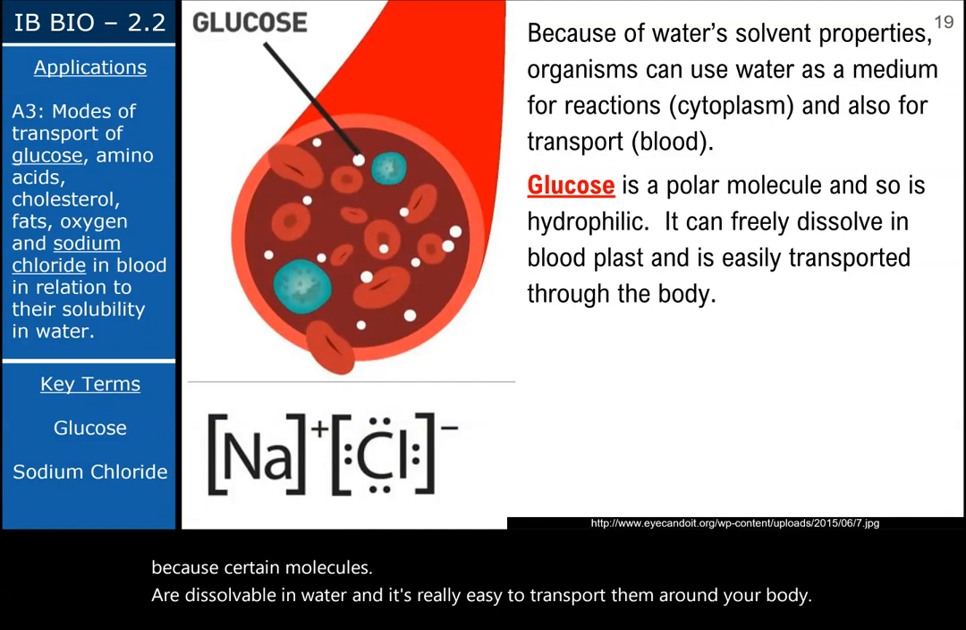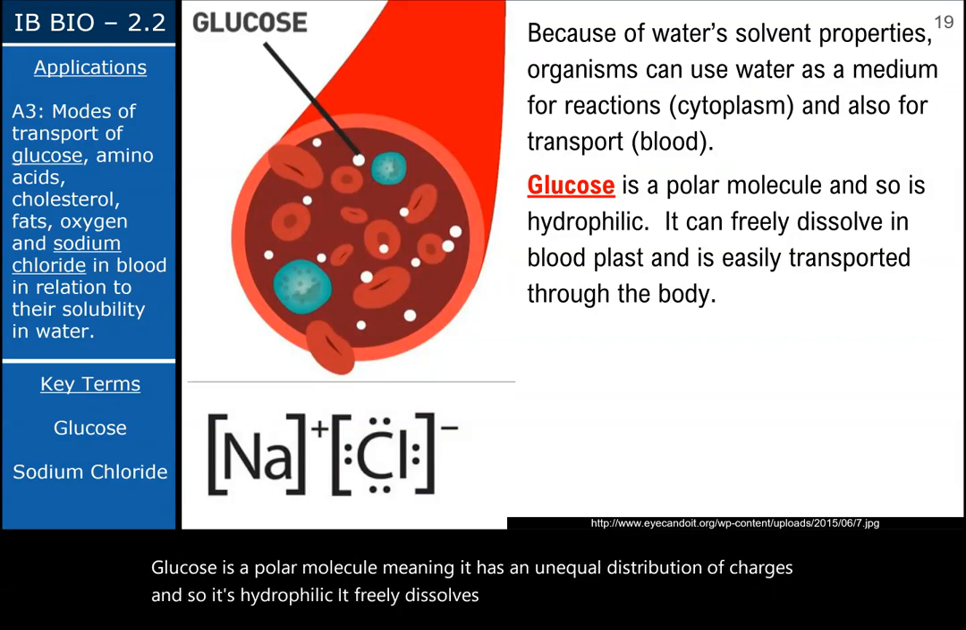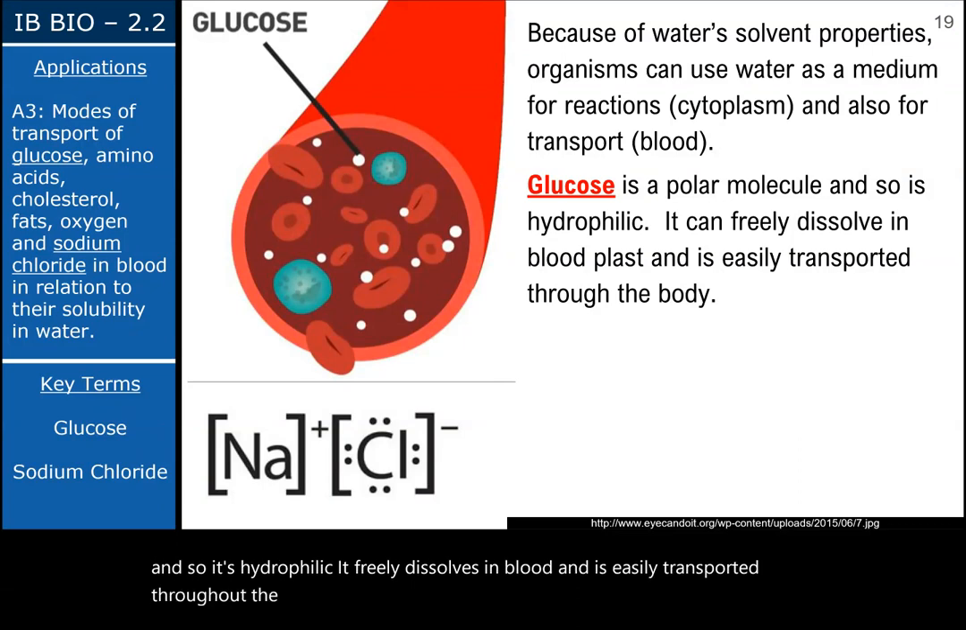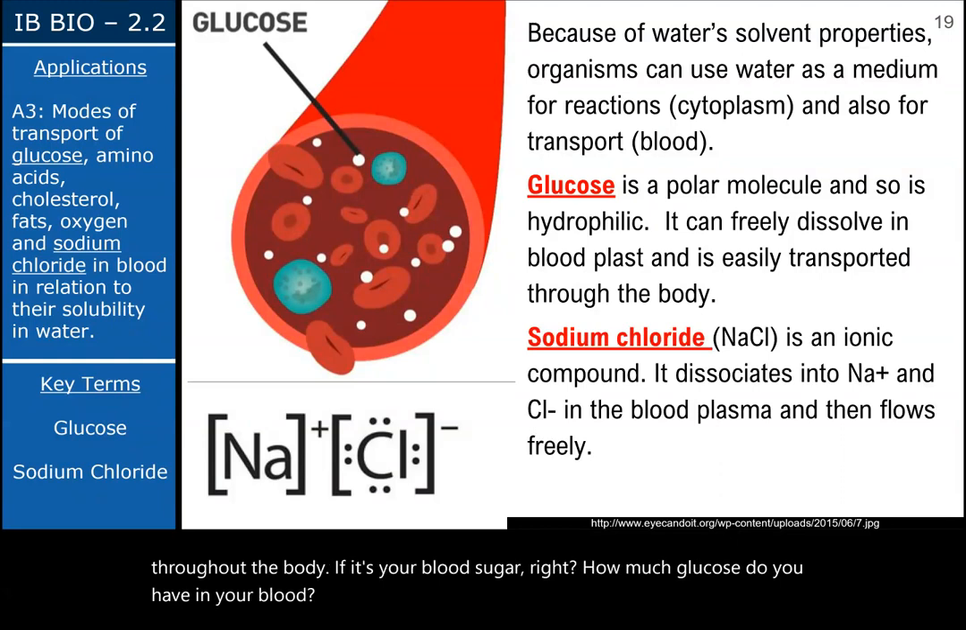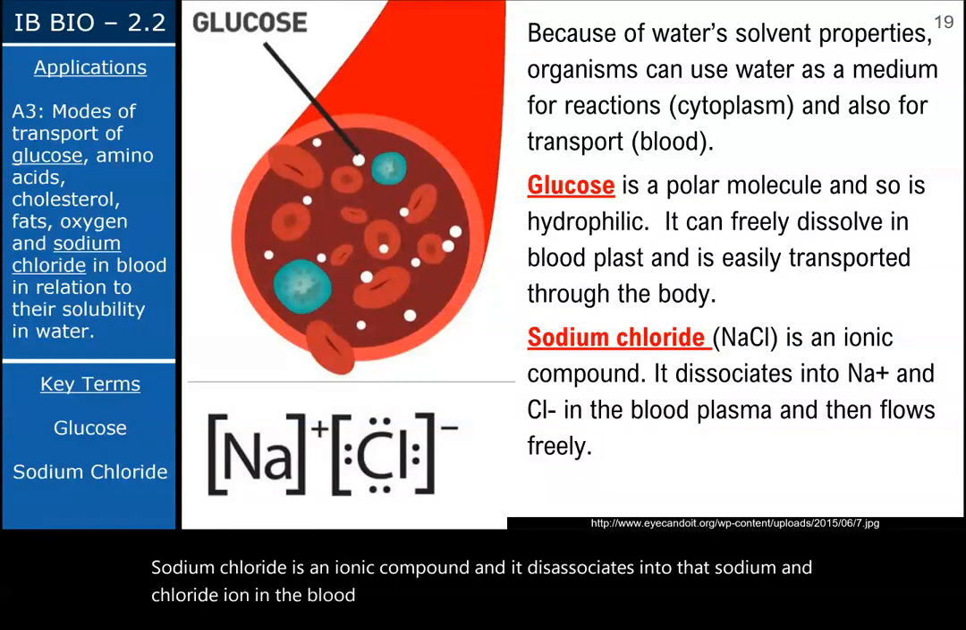Glucose is a polar molecule, meaning it has an unequal distribution of charges, and so it's hydrophilic. It freely dissolves in blood and is easily transported throughout the body. That's your blood sugar, right? How much glucose do you have in your blood? Sodium chloride is an ionic compound and it dissociates into that sodium and chloride ion in the blood plasma and then can move around your body freely.